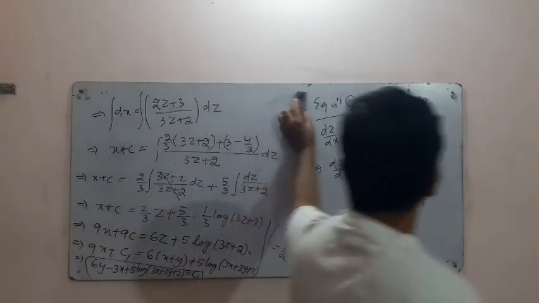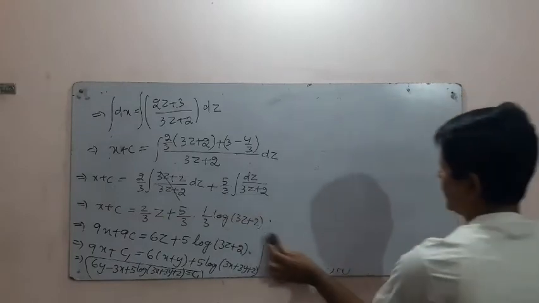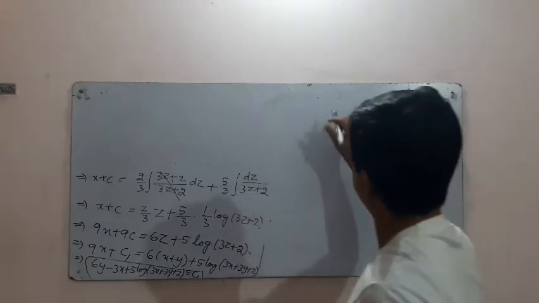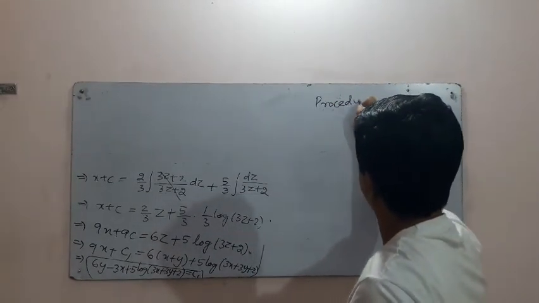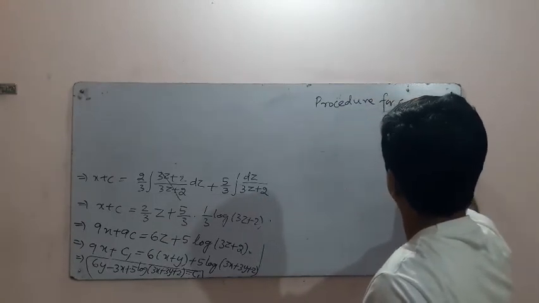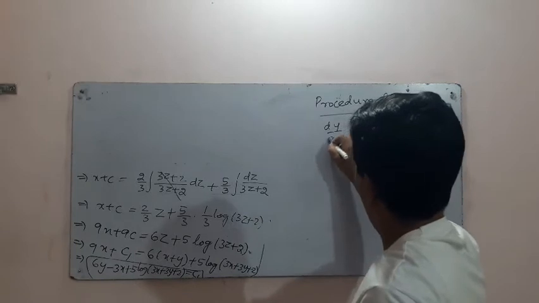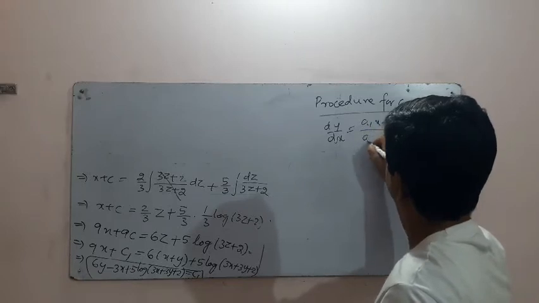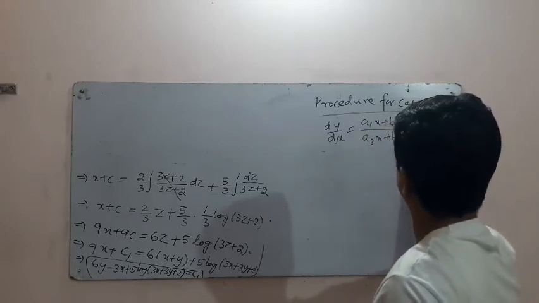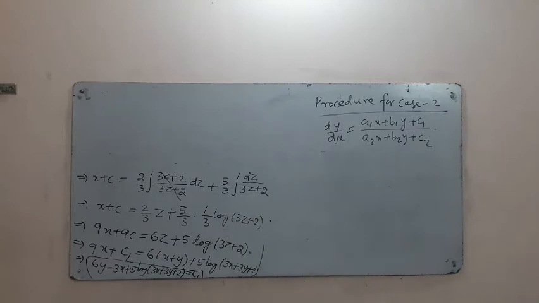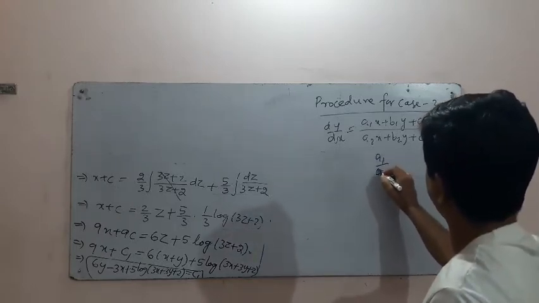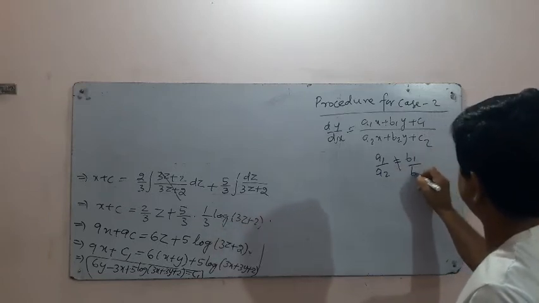Right? Come to case 2. Procedure for case 2. Look at dy by dx is equal to a1x plus b1y plus c1 by a2x plus b2y plus c2. Here case 1 is what? a1 by a2 not equals to b1 by b2.